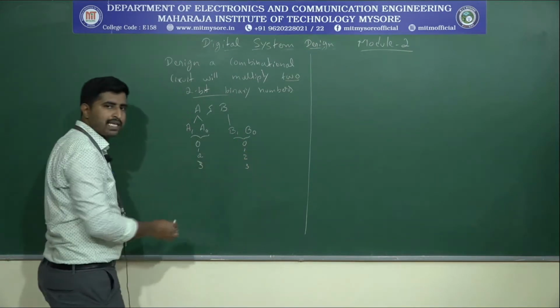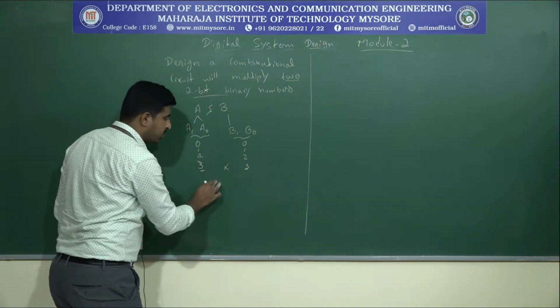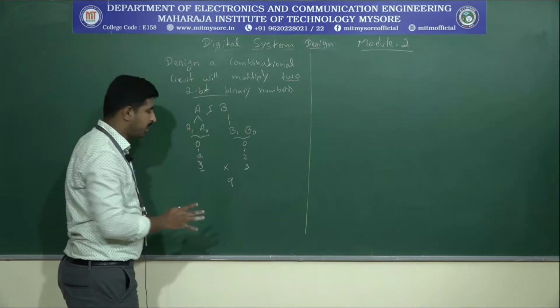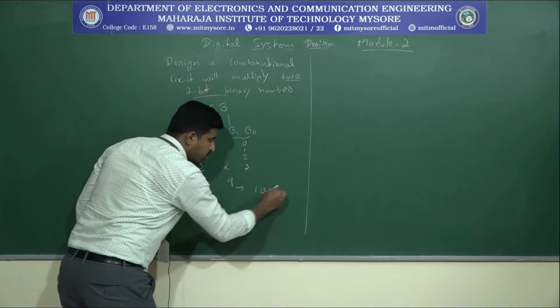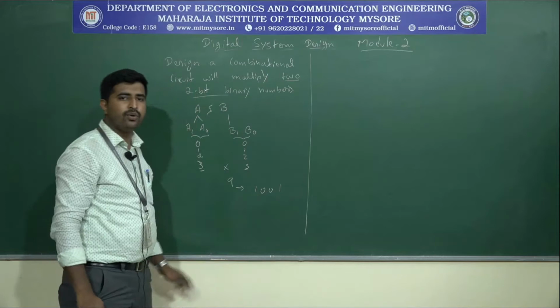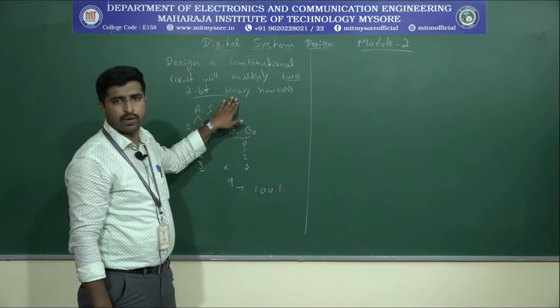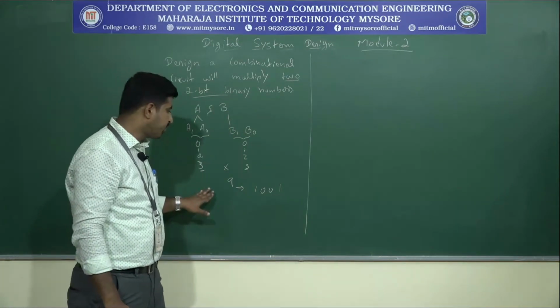So the maximum values are 3 and 3, right? When you multiply 3 by 3, you get 9. So that is the maximum value when multiplying the 2-bit numbers. 9 can be represented by 1001, right? That means 4 bits are enough to represent the output for this problem. Okay, so we identified the number of inputs and the number of outputs.